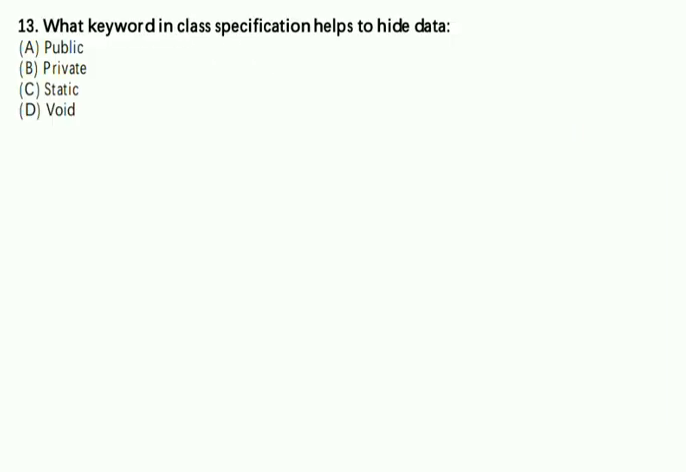What keyword in class specification helps to hide the data? The answer is B, private. So in public, any class can refer to the field or call the method, whereas in private, only the current class will have access to the field or method. So option D is the correct one.